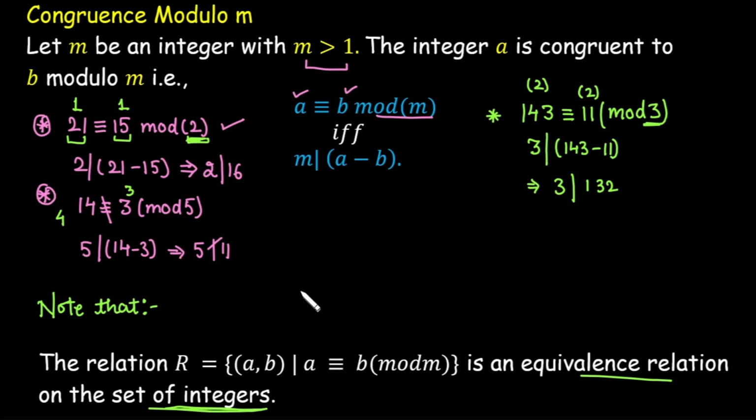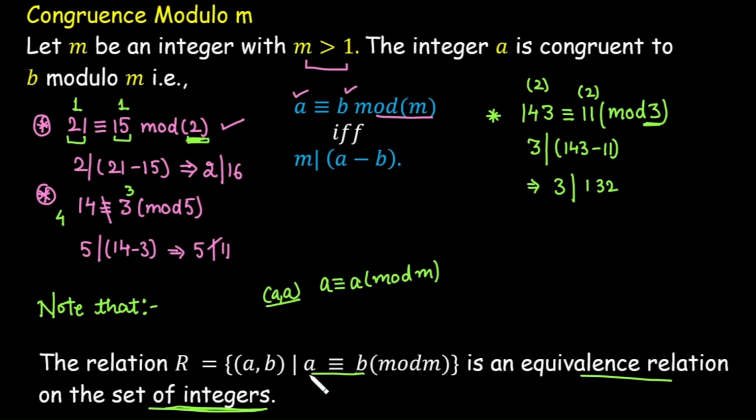For reflexive, we have the ordered pair of this form, so in this case we will replace it as A is congruent to A mod M. Divide this number by M. Whatever the remainder we have, the same remainder we will get on this side. It means they are congruent. It means the relation is reflexive.